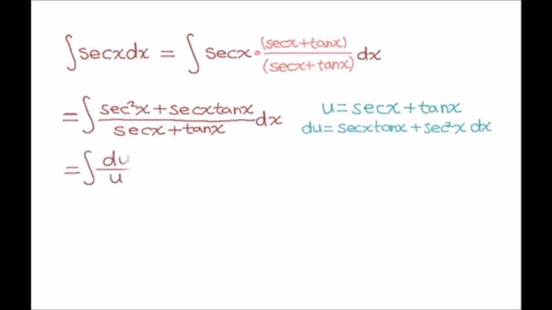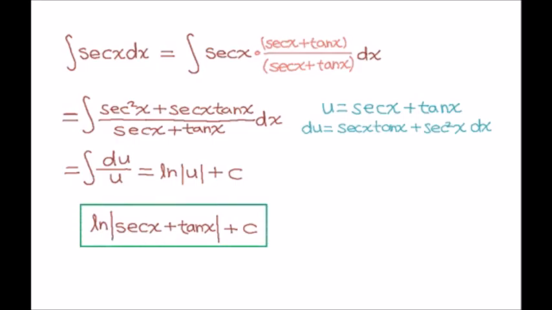We now have the integral of du over u. We integrate and plug in our u-sub and ultimately arrive at the same answer of natural log of secant x plus tangent x plus c. Now this derivation only took a solid 4 steps.